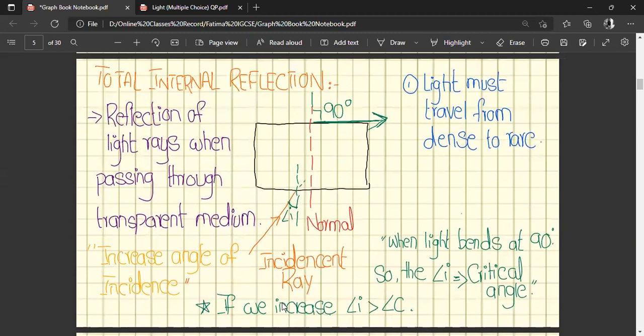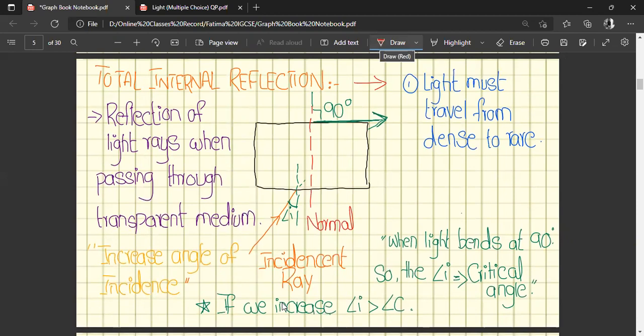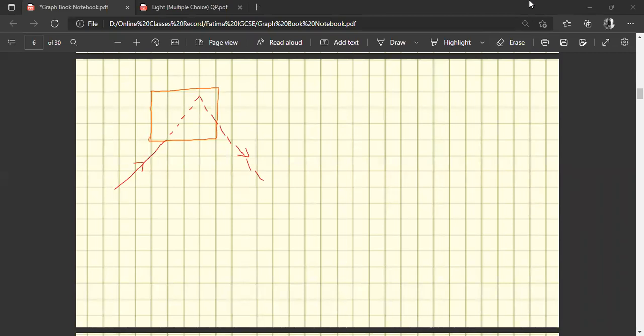So the first condition for total internal reflection is that light must travel from dense to rare medium, because in this condition light bends away from the normal. And the second condition for total internal reflection is that the angle of incidence must be greater than the critical angle, right? Yes. So it means that there is no confusion in critical angle and total internal reflection, right? Yeah. Okay.